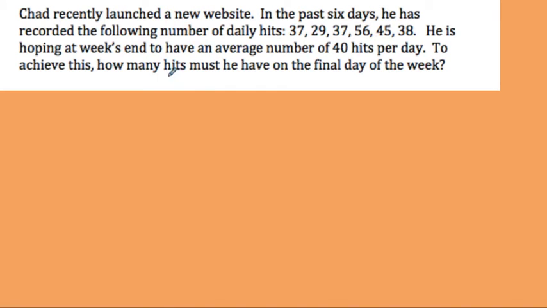So here's an example. Chad recently launched a new website. In the past 6 days, he has recorded the following number of daily hits: 37, 29, 37, 56, 45, and 38. He's hoping at week's end to have an average of 40 hits per day. To achieve this, how many hits must he have on the final day of the week? Okay, so we know that we're talking about 7 days, and we know that the average is 40. So we can use the equivalent form, the sum plus that additional, I'm going to call it x. I'm going to let x equal the hits on the final day.